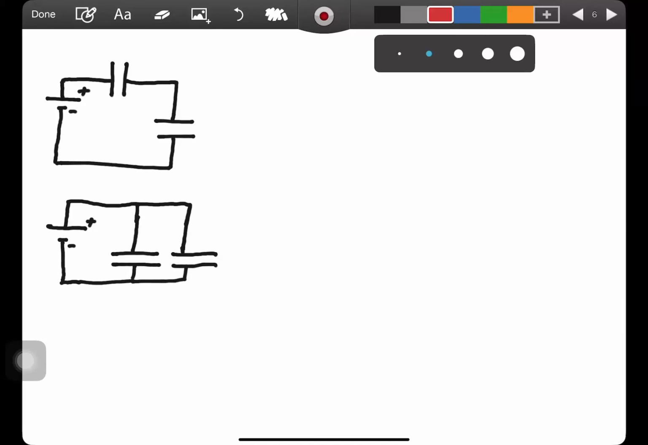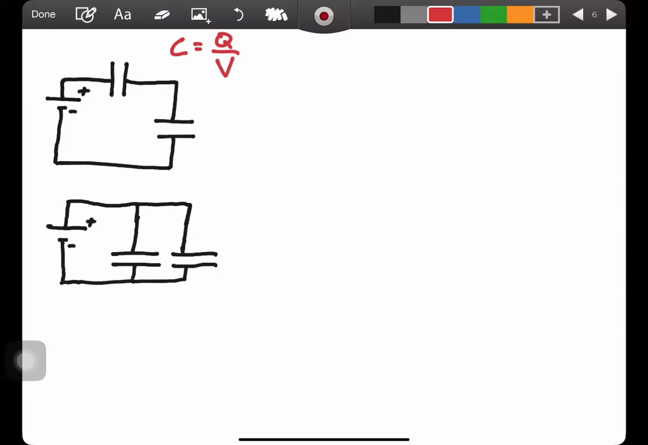So in the first example you see in the upper left, those are two capacitors in series with each other. And a capacitance, which is often defined as C, is equal to the charge stored by the capacitor Q divided by the voltage across that capacitor.